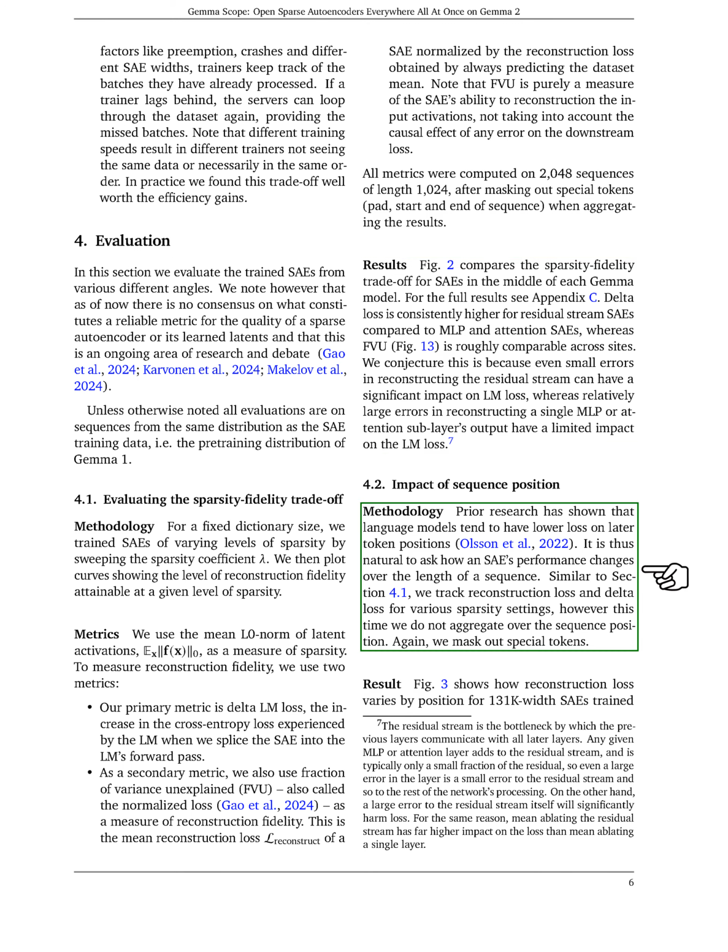Additionally, prior research suggests that language models experience lower loss on later token positions. Thus, we investigate how an SAE's performance varies along the sequence length. Similar to our previous analysis, we track reconstruction loss and delta loss across different sparsity settings without aggregating over sequence positions, again masking out special tokens.